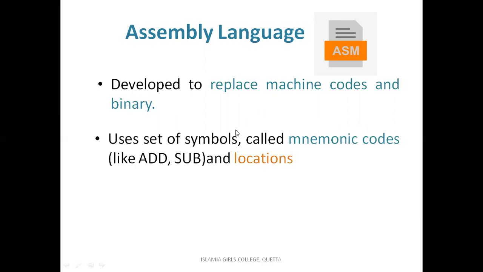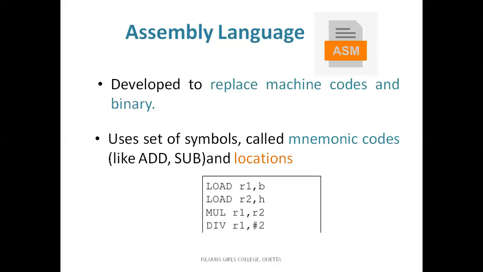So it uses a set of symbols, and those symbols are called the mnemonic codes. Now those mnemonic codes consist of 3 or 4 letters like add, sub. Add means addition and sub means subtraction, and it is showing which operation is being performed, and locations. Now by locations we mean the memory locations of where the operands or data is present.